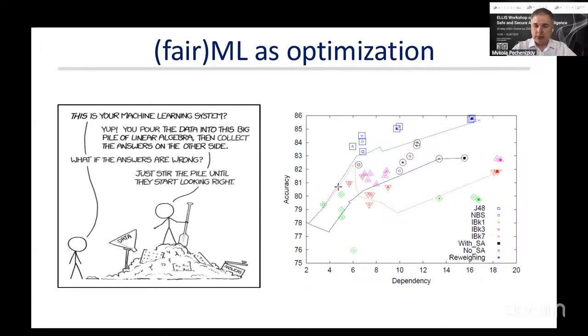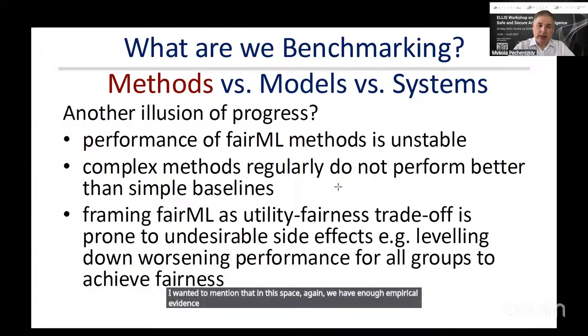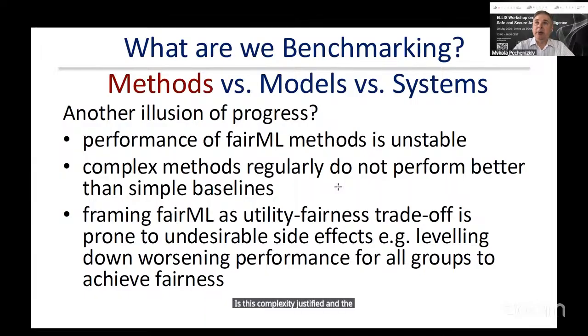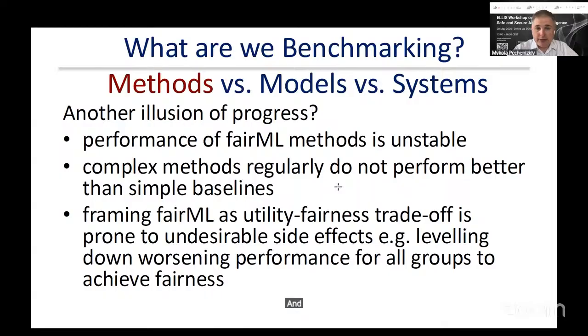So let's keep moving. I already said enough. I wanted to mention that in this space, we have enough empirical evidence that suggests that the performance of FairML methods is highly unstable. When we see more advanced techniques proposed, if you look at them closer, we start asking questions: is this complexity justified? And the actual fairness-aware intervention that has been proposed, is it actually effective? Is it solving the problem it claims to solve? And more generally, simply framing FairML as a utility-fairness trade-off can be prone to all kinds of undesirable side effects.